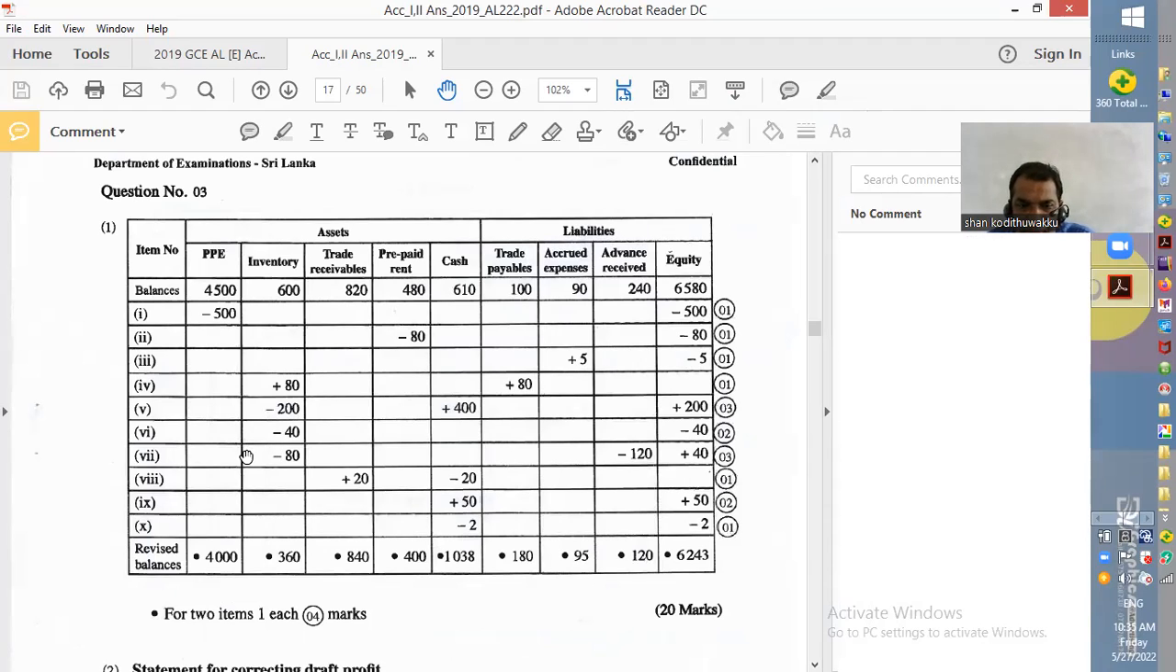Here, minus 80, the half of the goods sent to customers, cost, and from the sales advance, we can do that 100, that is the half of advance. Then the difference between the cost of goods sent and the sales value of goods sent to customers is profit. Profit will increase equity, therefore plus 40. Then we can move to adjustment number 8.